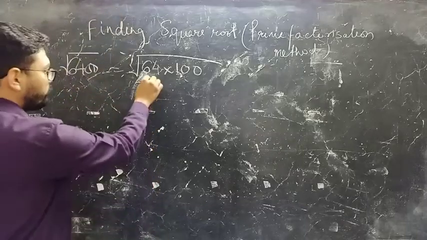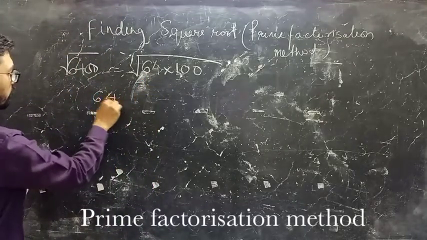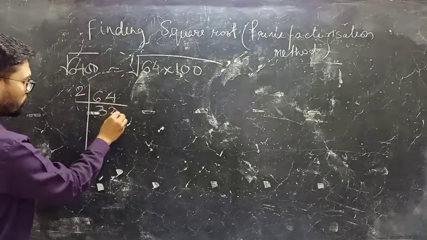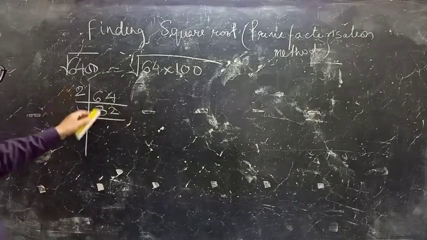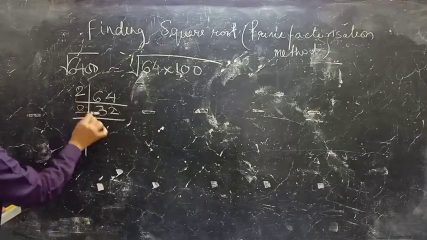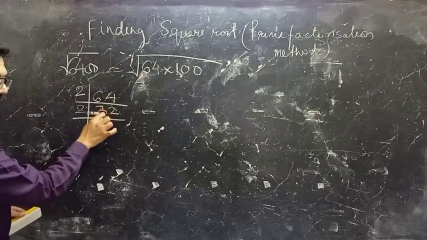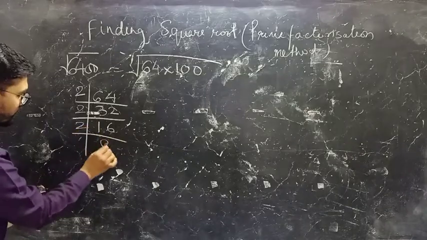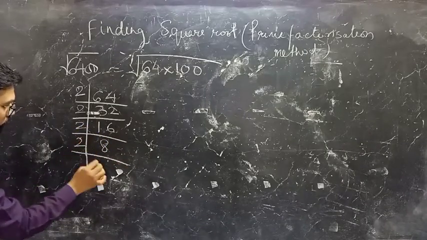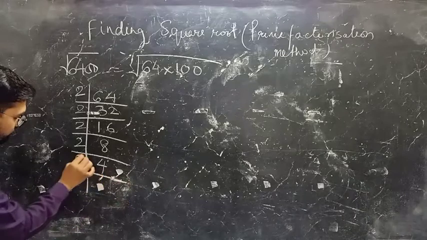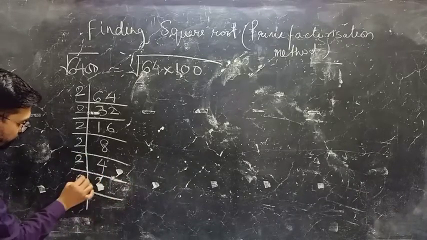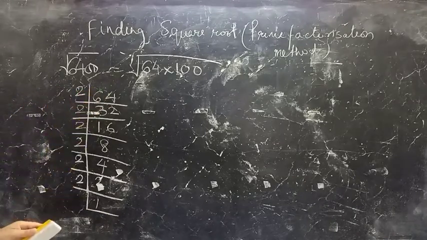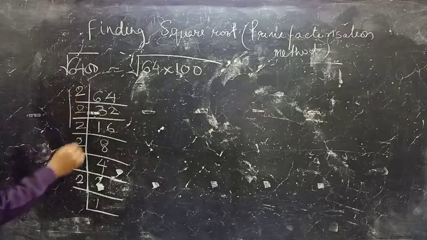Now 64. 2 3s are 6 and 2 2s are 4, right? 2 3s are 6, 2 2s are 4. 2 1s are 2. 3 minus 2 is 1, so 12. 2 6s are 12. 2 8s are 16. 2 4s are 8. 2 2s are 4. 2 1s are 2. 2 3s are 6, 2 2s are 4. Or you can simply write 8 8s are 64.